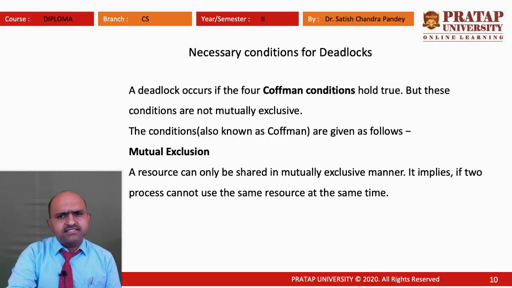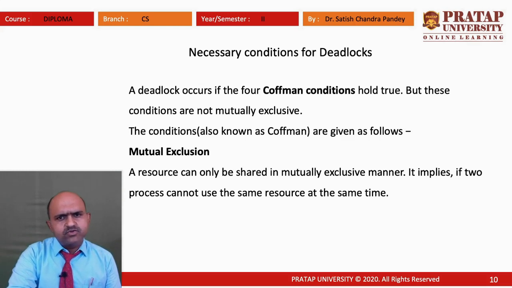What are the necessary conditions for any type of deadlock? A deadlock occurs if the four Coffman conditions hold true, but these conditions are not mutually exclusive. The conditions, also known as Coffman conditions, are given as follows.